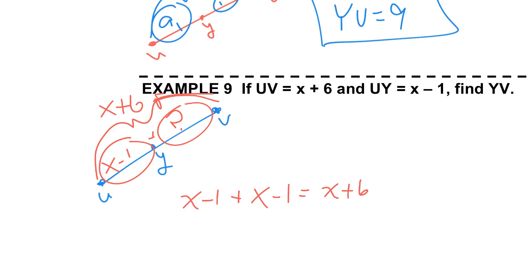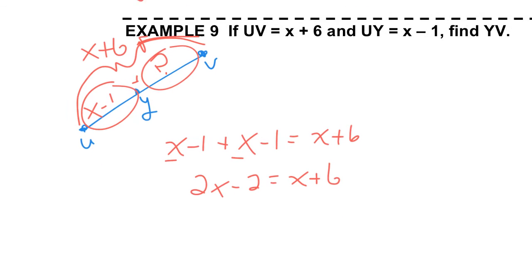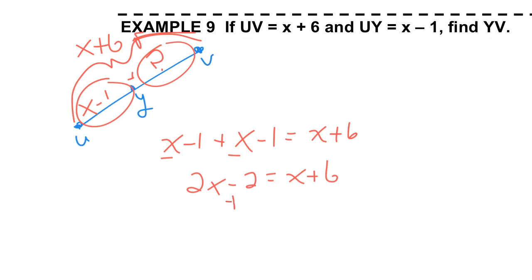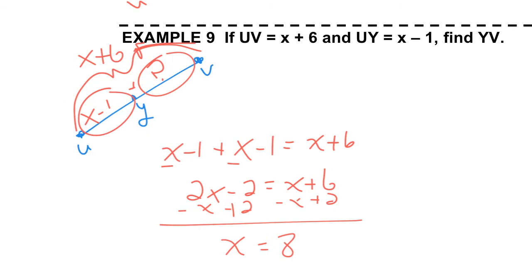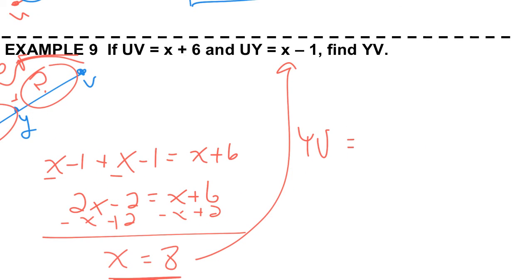Now I can combine like terms and figure everything else out. Let's see, 2x minus 2 equals x plus 6. I can add 2 to both sides. Whoops, I don't know why I wrote that. But I can also subtract x from both sides. So that's what I'm going to do, and I get x equals 8. If x equals 8, which didn't ask us for x, it wants YV, I know that I just need to plug it in here and I can get it. So YV is equal to 8 minus 1, which is equal to 7.